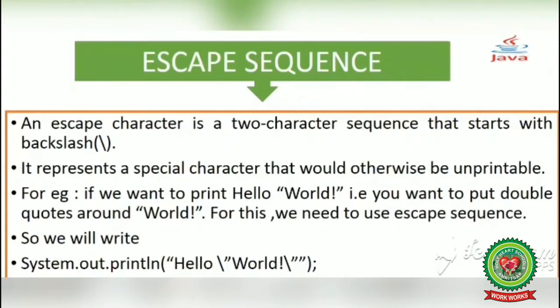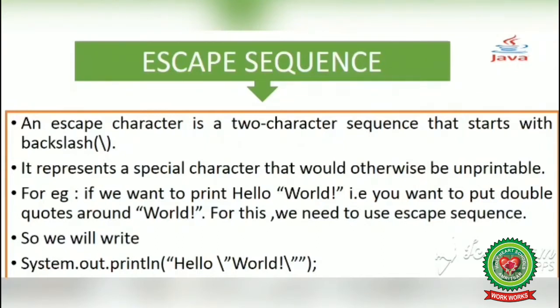For example, if you want to print Hello, double quote start, World, exclamation mark, double quote close, that is, you want to put double quotes around the word World. For this we need to use escape sequence. So how will we write?